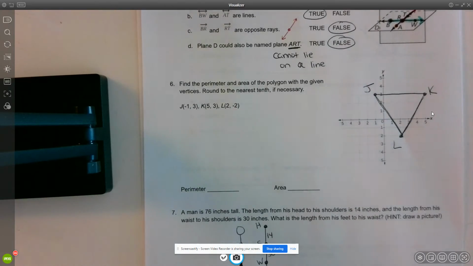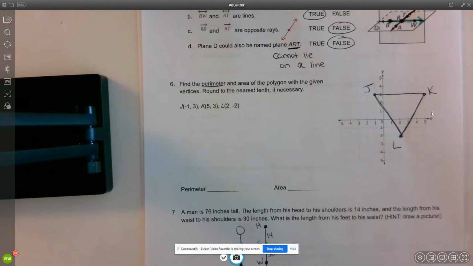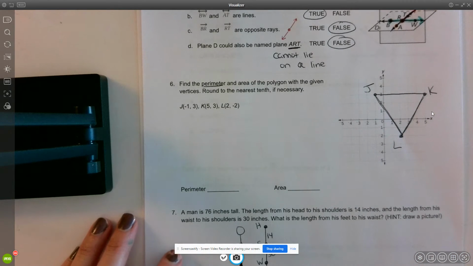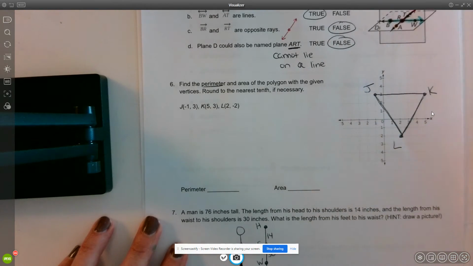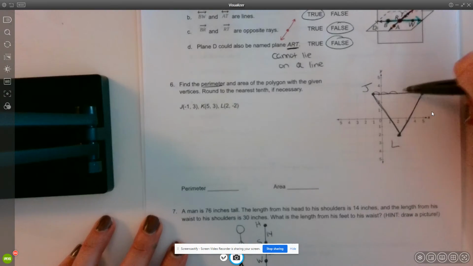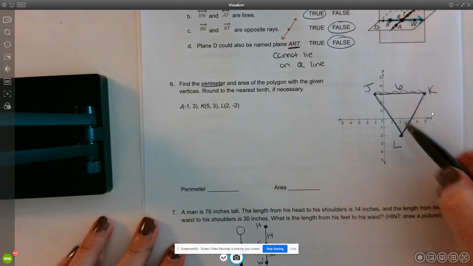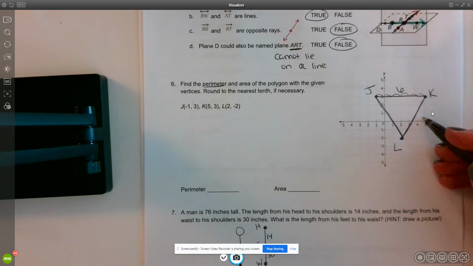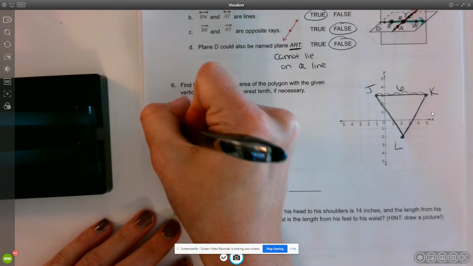Let's go ahead and first find the perimeter. Remember, perimeter is the distance all the way around the figure. So I need to find the length of each side of the triangle and add them together. The good news is I can count the length of JK because this is horizontal. This has a length of 6. But now JL and KL, these are sides that are diagonal on my graph. So I need to use the distance formula to find these lengths.